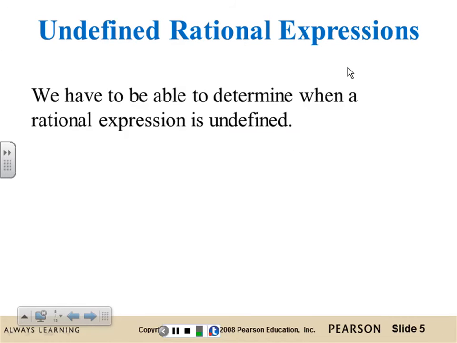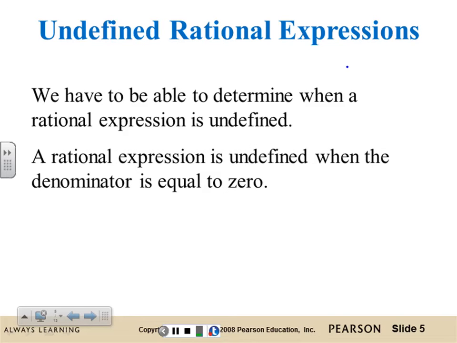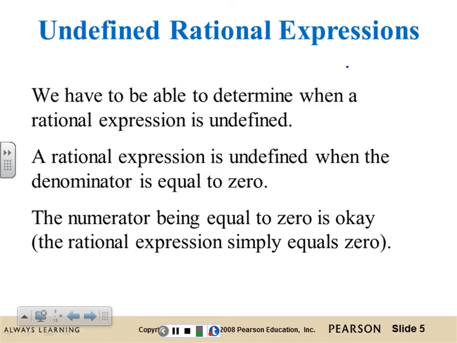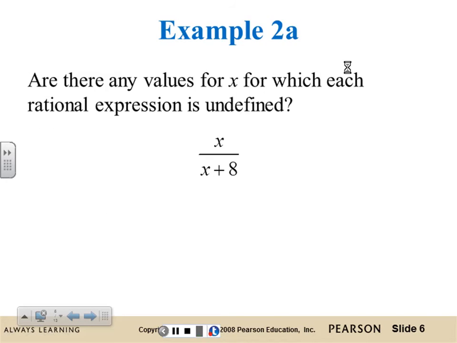Undefined rational expressions. We have to be able to determine when a rational expression is undefined. Remember, when you have a rational expression, you have a fraction. And in order for a fraction to be defined, the denominator cannot be equal to 0. So a rational expression is undefined when the denominator is equal to 0. The numerator can be anything that we want it to be. It can be equal to 0. If the numerator is equal to 0, then the whole rational expression goes to 0.